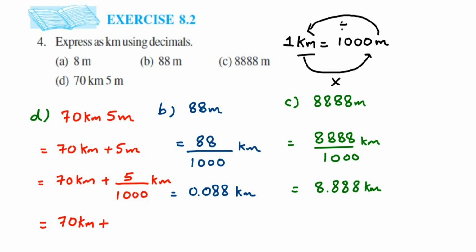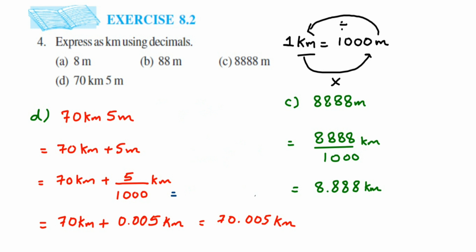Now this will be equal to 70 kilometer plus, we have only one number, right? 5. So you're going to use zeros here. So it's 5, we put 2 zeros, put the decimal point and then 0. So 0.005 kilometer. Now we add it. So it will be 70.005 kilometer. That's it. I hope it is clear how to convert meter into kilometer.